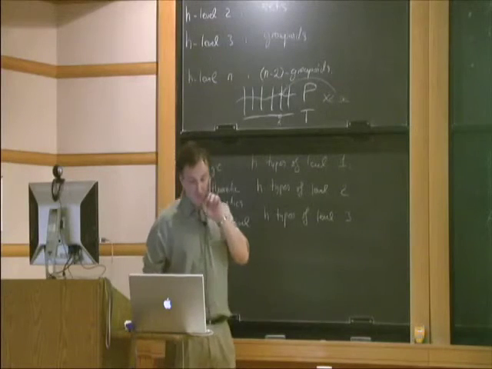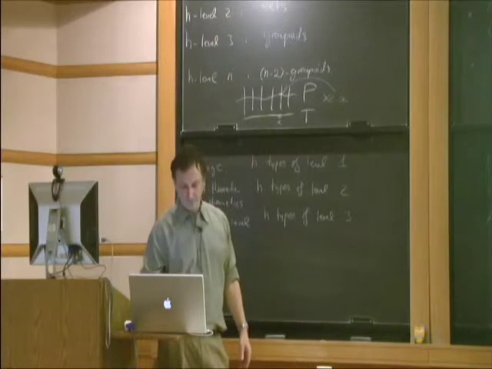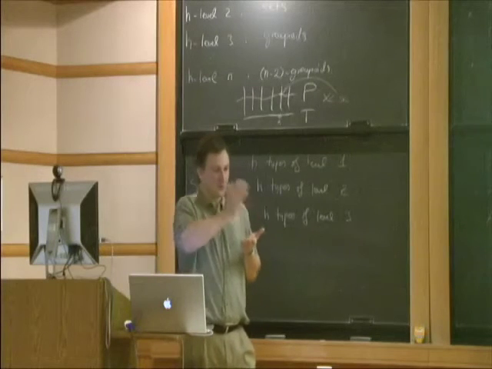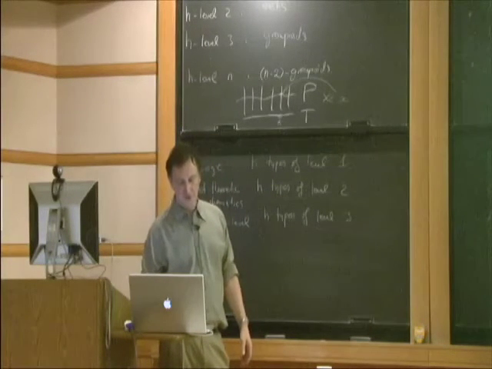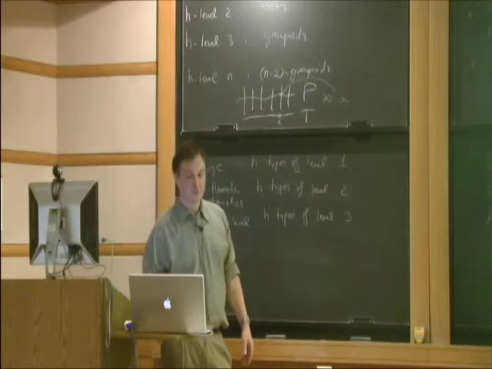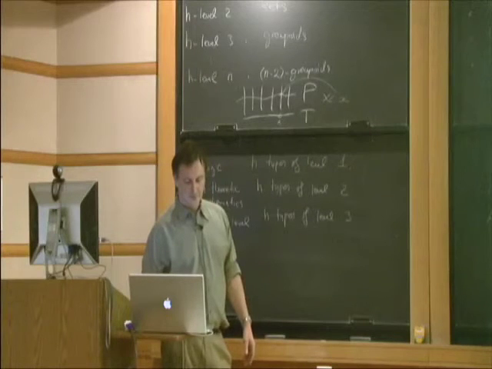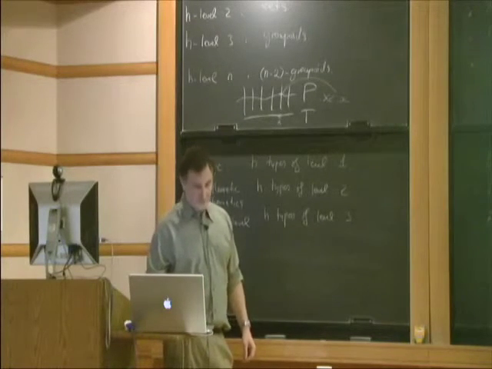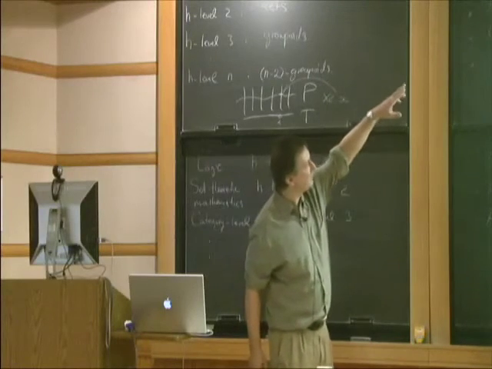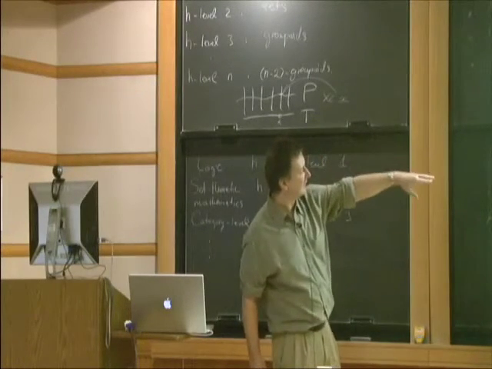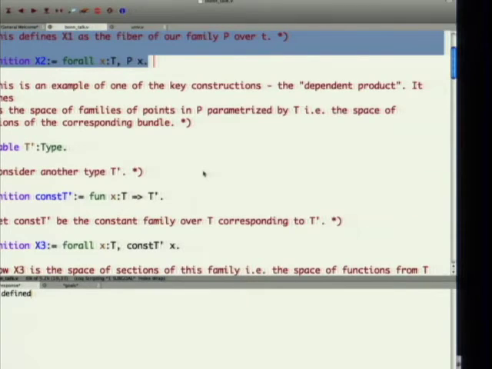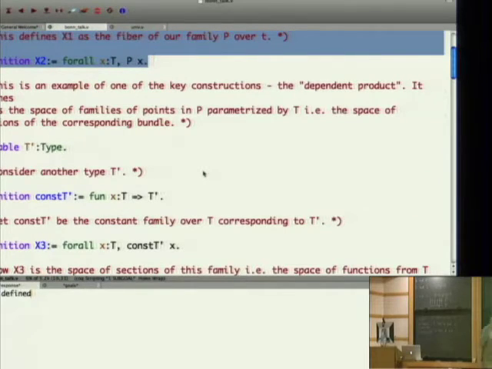Now let's try the following. Let's declare another type T prime. Now let's consider a constant family over T, whose each fiber is T prime. So it's a function which takes any point in T and sends it to the same T prime. So this thing, const T prime, is an example of the same type of entity as our p. It's a family of types parametrized by points of the original type. So in this case, it's a constant family. To each point, we assign the same type T prime.